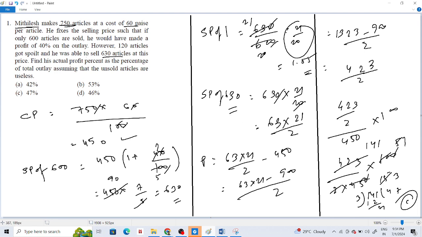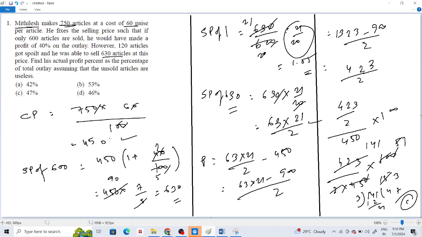SP of 630, now it is given that 120 articles get spoiled and he was able to sell 630 articles at this price. So what is the SP of 630 articles? 630 into 21 by 20. Okay, so I get this. Keep it like this. No need to multiply over here. Now find out the actual profit percentage of the total outlay.